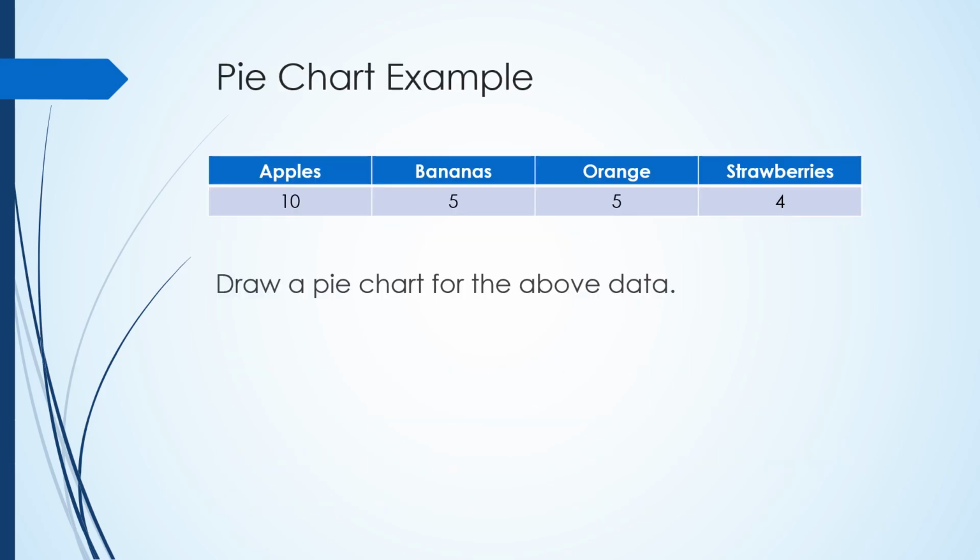Now let's do an example. Say you did a survey about the fruits your classmate brought to school today and got the table here. Let's draw a pie chart to compare the proportion of the class that brought each.